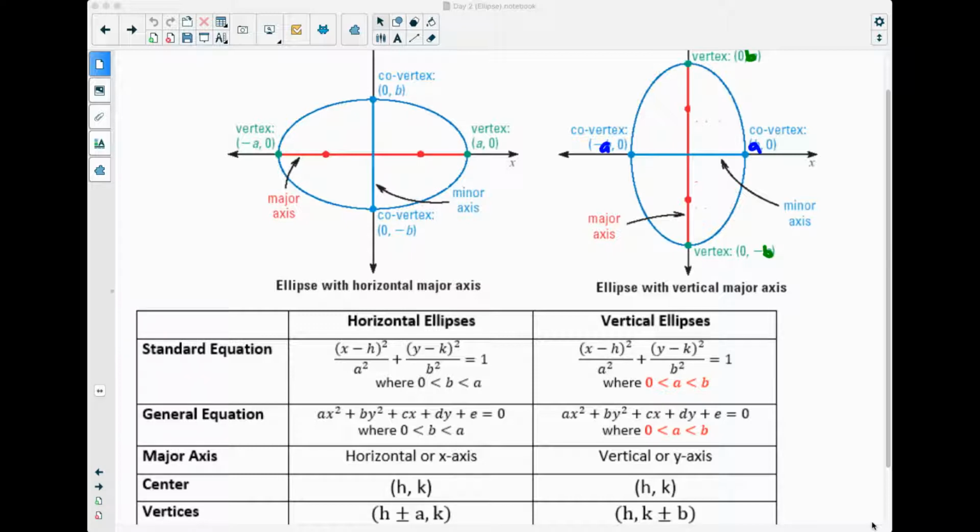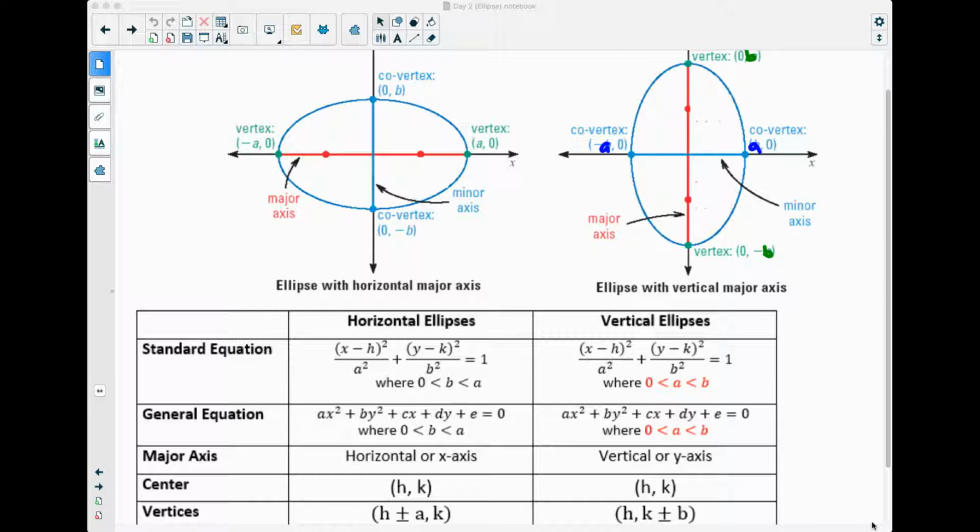Basically, I know some of y'all are still finishing up writing that stuff down. Some key points you want to keep in mind: what are both of these equations set equal to? 1. Huge deal. If it's not set equal to 1, it's not an ellipse. Another thing to keep in mind, notice how this is very similar to when we wrote out the circle's general equation.